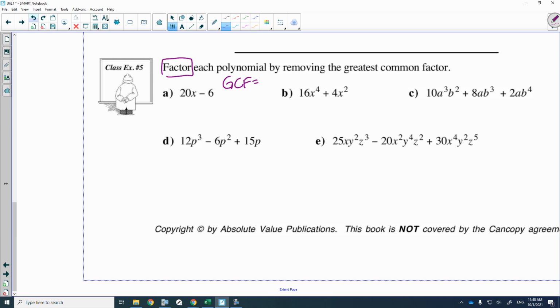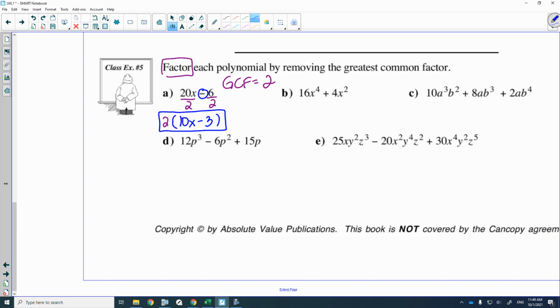20 and 6. What's the GCF? Look at the 6. What are all the numbers that go into 6? Yes, it's a 2. Whatever your GCF is, you put a division bar under each term, and you put that GCF underneath. The GCF then goes in front of a bracket, and the answer goes in the bracket. 20 divided by 2 is 10x. Bring down that minus. 6 divided by 2 is 3. You are done. You have factored.